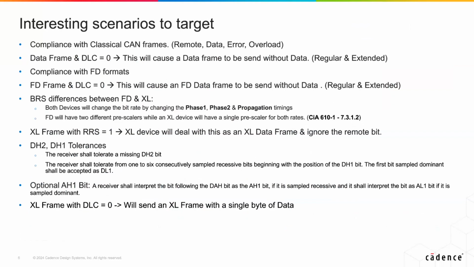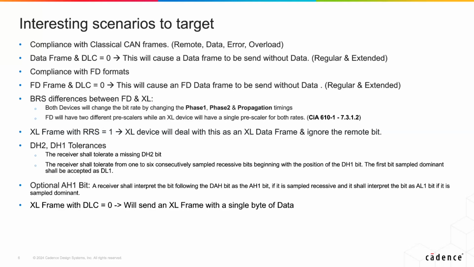Now, here we have some interesting scenarios that we think are important to cover when you're testing your CAN IP, your CAN Excel IP. The first of which is your compliance with classical CAN. So your CAN Excel device will surely need to be able to transmit remote and data frames correctly. And if it does support error and overload frames, it needs to send them correctly and interpret them if it's enabled.